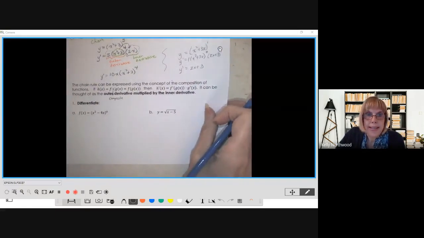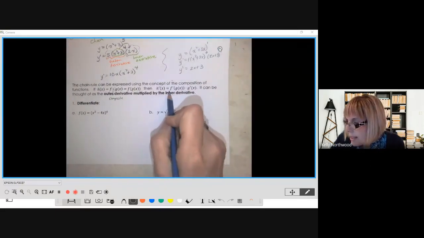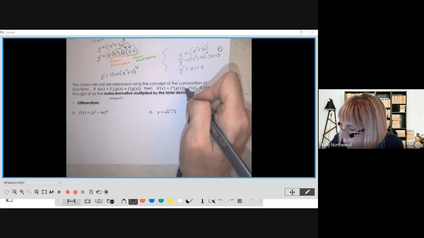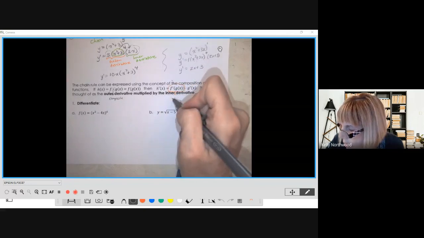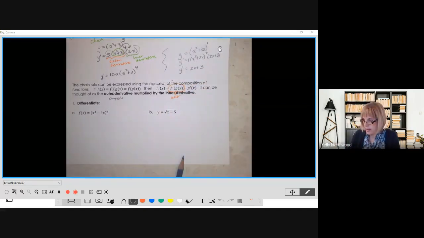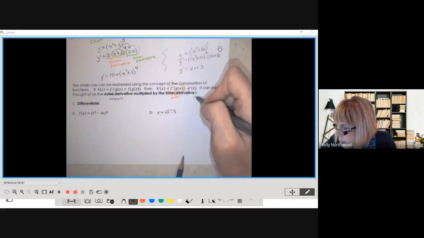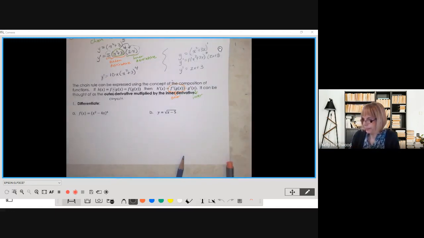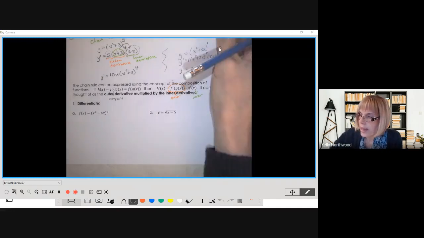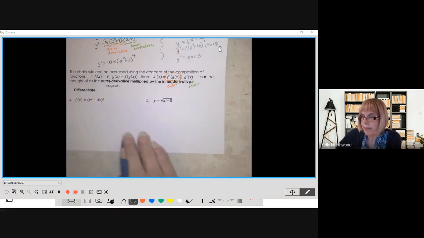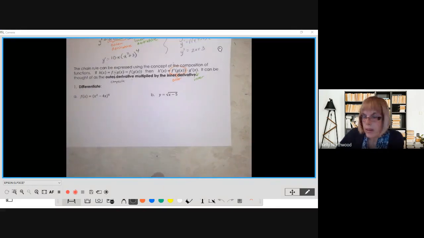So if that's the case, then h prime at x, this here represents the outer derivative. So f prime at g at x, that's the outer derivative. And then times the derivative of what's inside, g prime at x, which is the inner derivative. So it can be thought of as the outer derivative multiplied by the inner derivative. So that's what we're going to do.